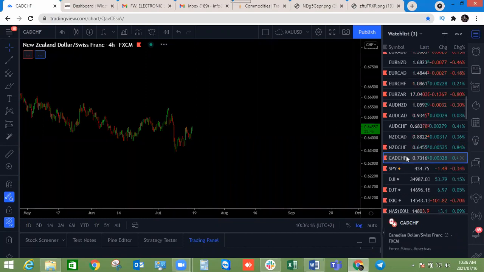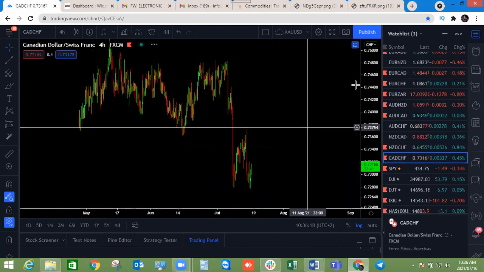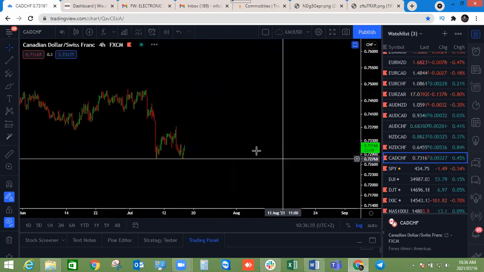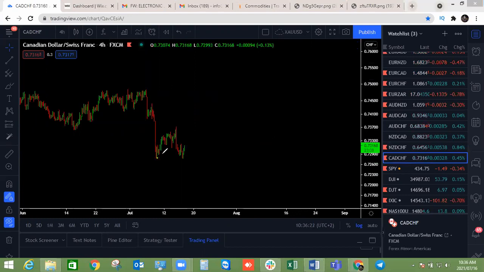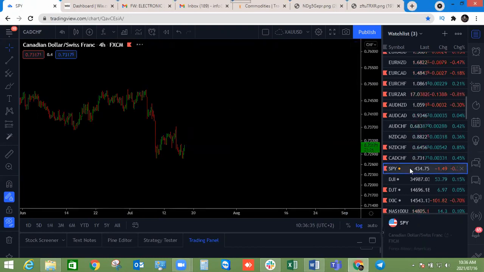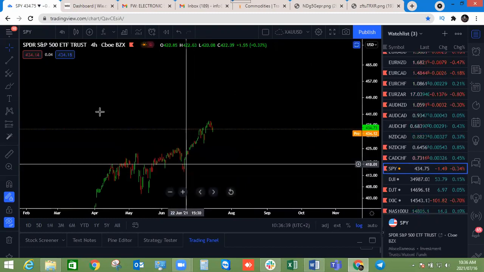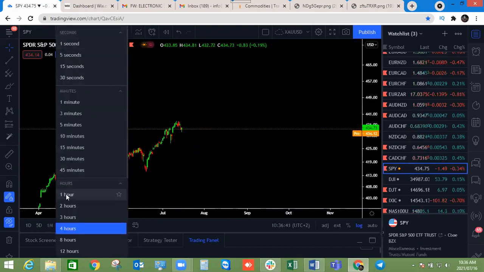CAD Chief. We are still bearish CAD Chief. We saw this one looking like a three-wave structure. It has broken lower. We've tested this level. We will not be surprised to see this one bouncing and then continuing to the downside. S&P 500 looks like we've got a setup on the 1 hour on the S&P 500 for continuation to the upside. Let's have a look at that.